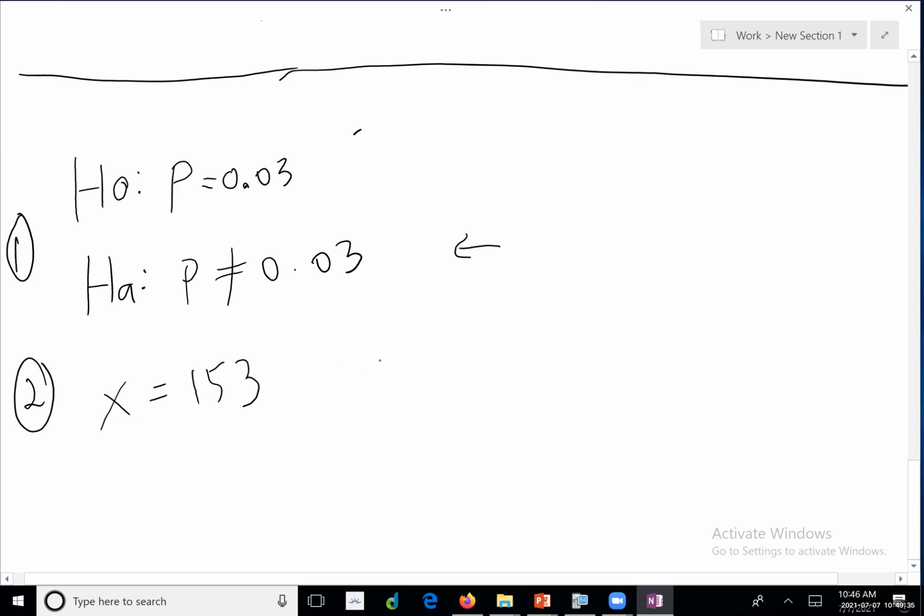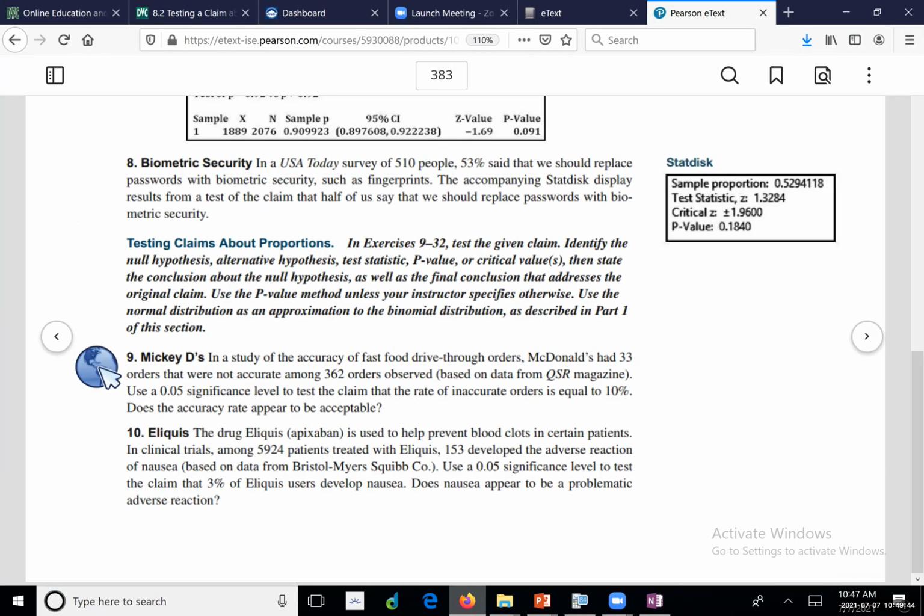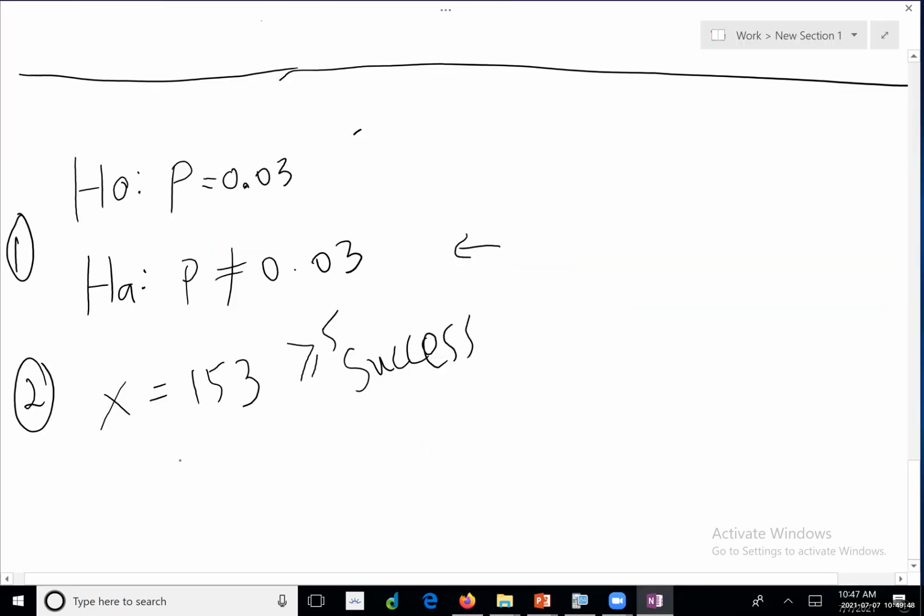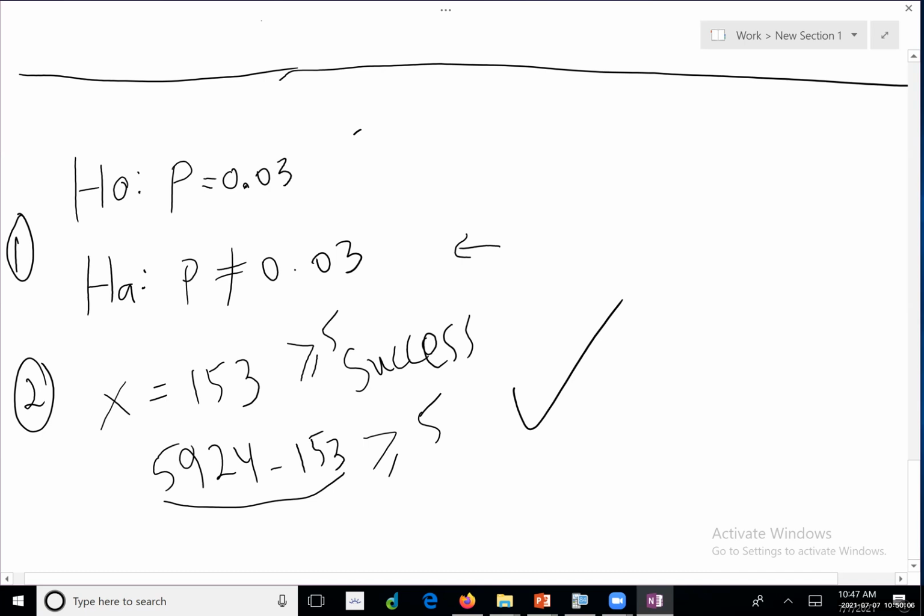So that's the success. It's greater than 5. Failure should be very large. It's definitely greater than 5. 5924 minus 153 are those who did not develop nausea, and that's definitely greater than or equal to 5. Whatever that number is calculated, it's obviously greater than 5. So the requirement is met.